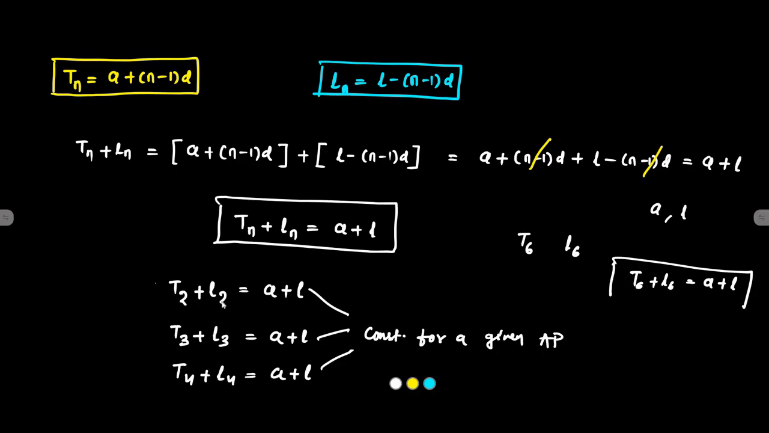That is second term from the beginning and second term from the last, third term from the beginning and third term from the last, fourth term from the beginning and fourth term from the last, fifth term from the beginning and fifth term from the last. It will always be equal to A plus L. So this is the important conclusion which we derived from this question. Okay, so we have proved it.